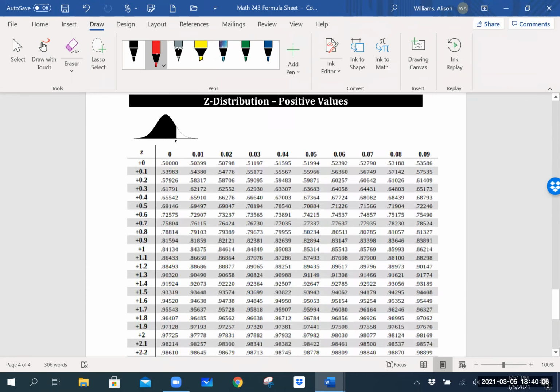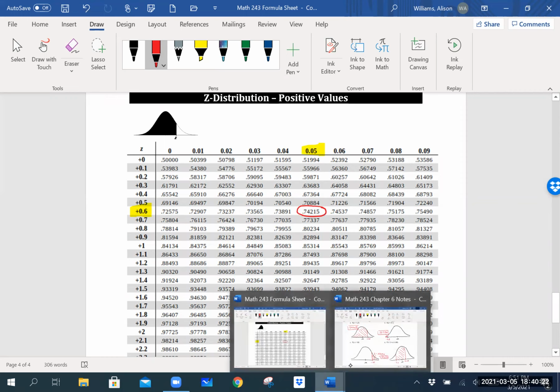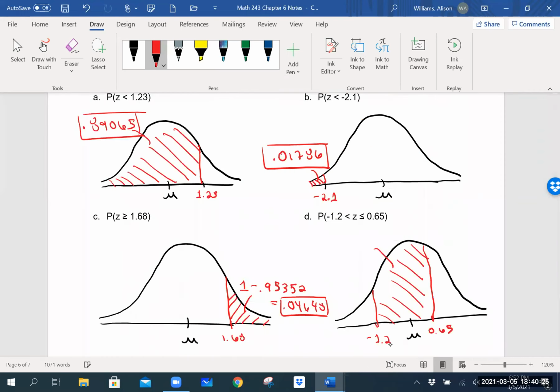The second number is 0.65. So going to the positives now. So 0.6 and then 5 right there. That is 0.74215. All right, so now I went ahead and put that into my calculator, but let's write that down first. So this is going to be 0.74215 minus 0.11507. And when I subtract, I get 0.62708. Oops, there's the decimal.